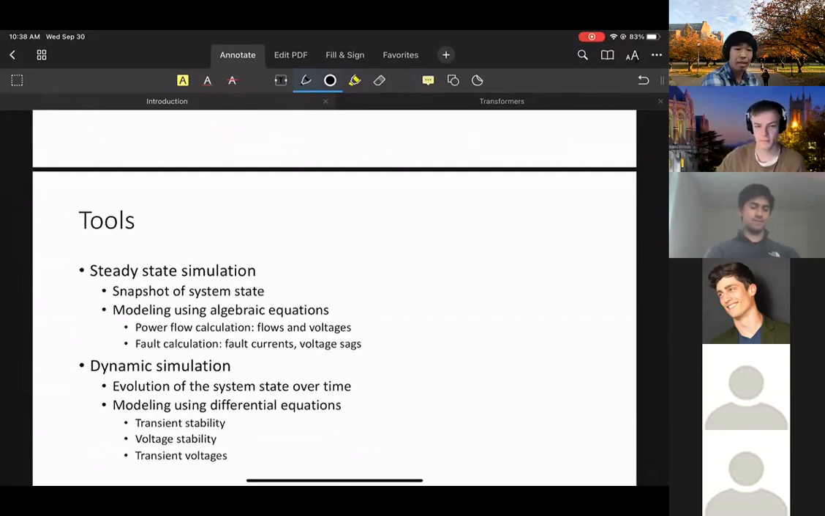So meaning that we will not be dealing with differential equations for most of the class. Most of the class are algebraic equations. This is the voltage, compute the power.